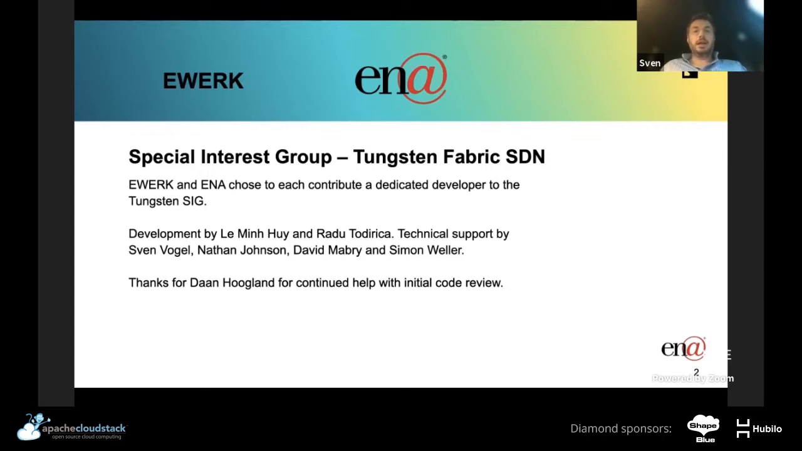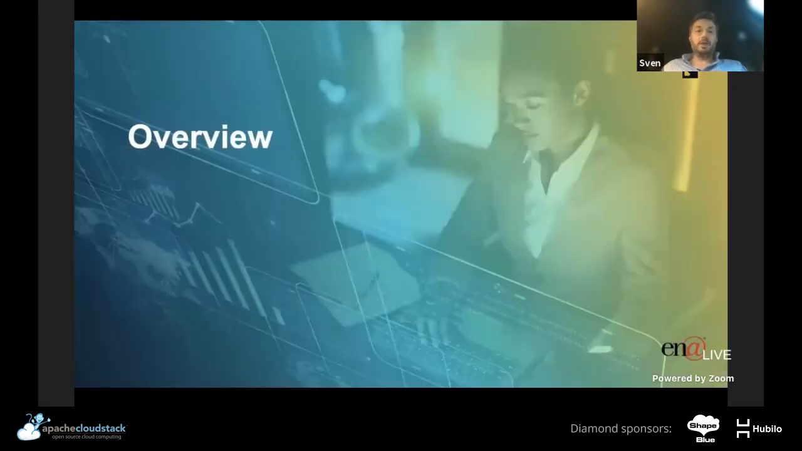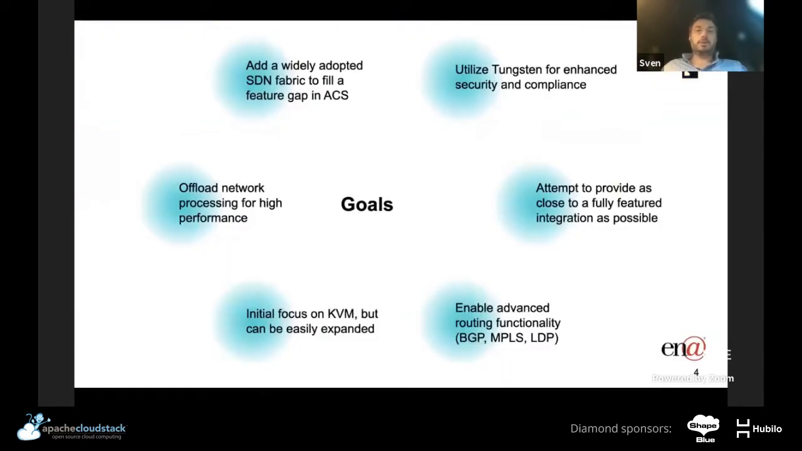What we did in the open source community was found a special interest group, the Tungsten Fabric SDN SIG, and that's where we started. Now I will give some overview about Tungsten Fabric and its goals. The goal is a widely adopted SDN fabric to fill a feature gap in ACS. We don't want virtual routers as virtual machines.